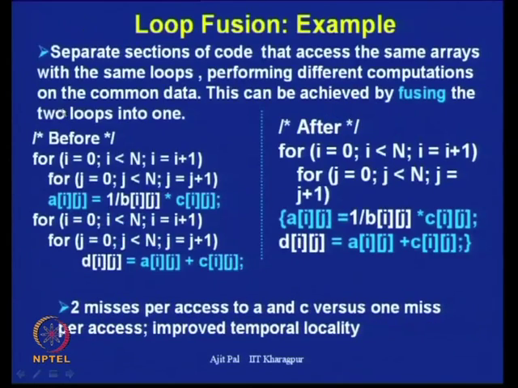Then the third is the loop fusion example. In this case, separate sections of code access the same arrays with the same loops, performing different computations on the common data. As I mentioned earlier, here you have two different loops. Let me write down the two loops.